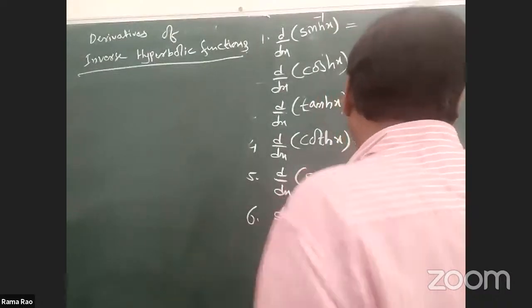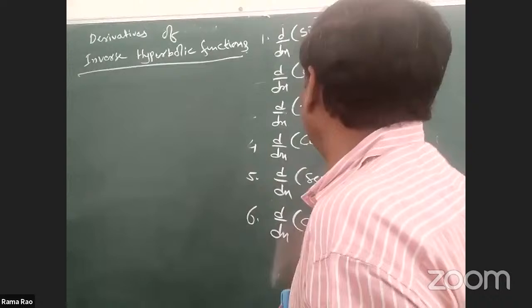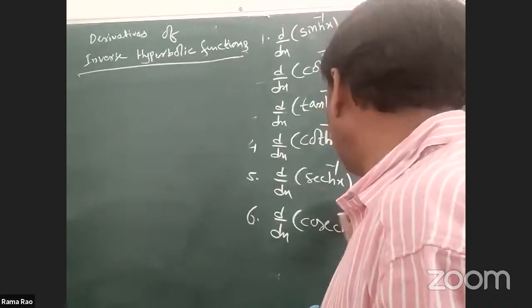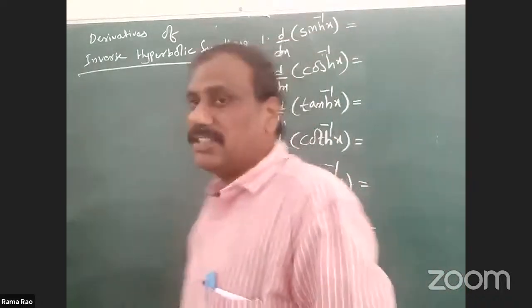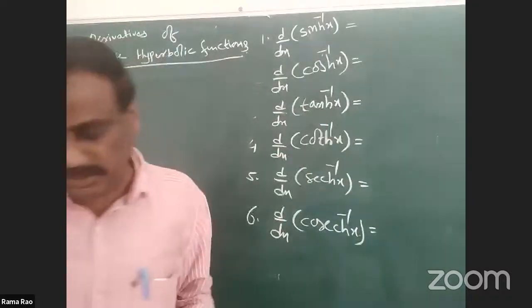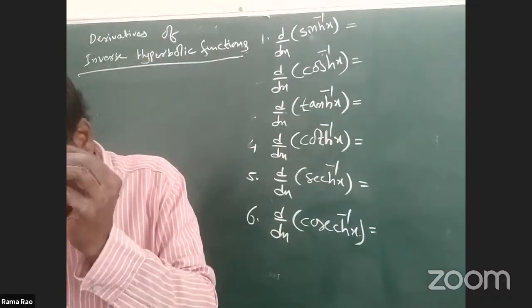This is called hyperbolic function. Cosh x, tanh x, coth x, sech x, cosech x. These are called inverse hyperbolic functions.